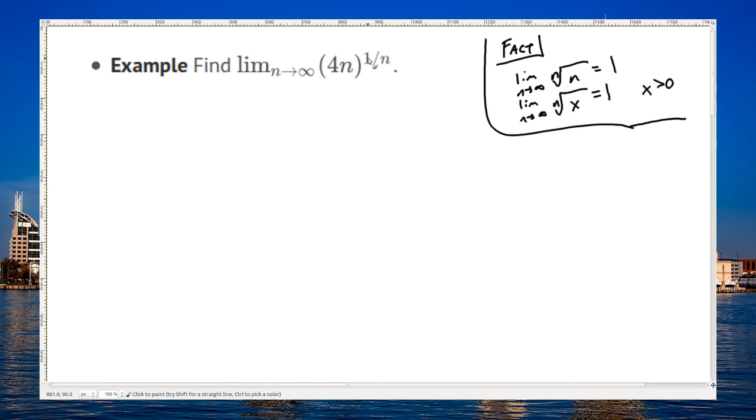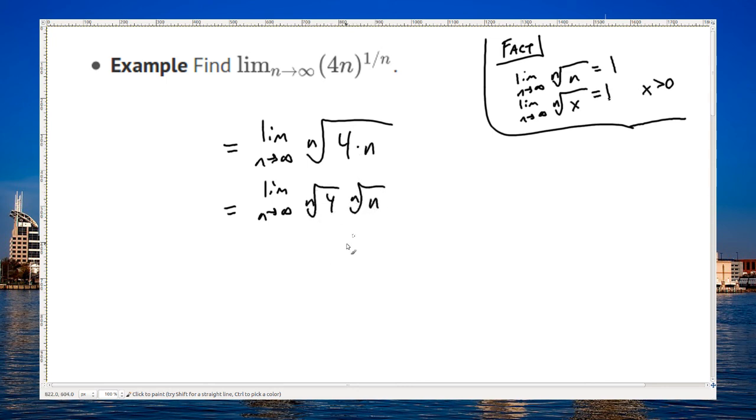What does that have to do with this? Well, what is a fractional power but a root? This is the same problem as the limit as n goes to infinity of the nth root of 4n. And I can split up that root across this multiplication of 4 times n. That's the nth root of 4 times the nth root of n.